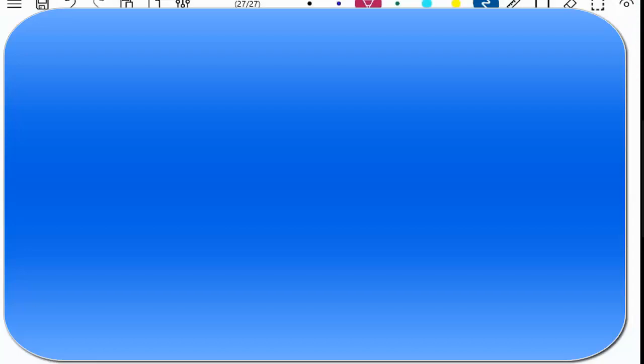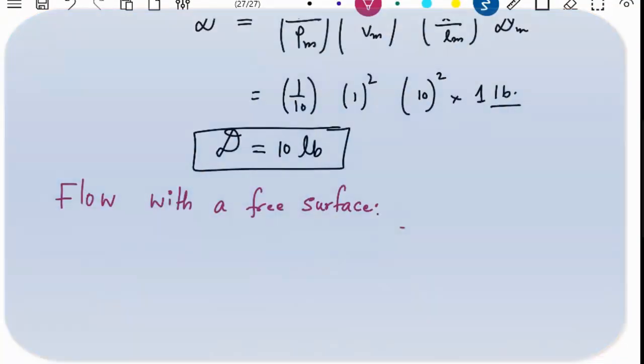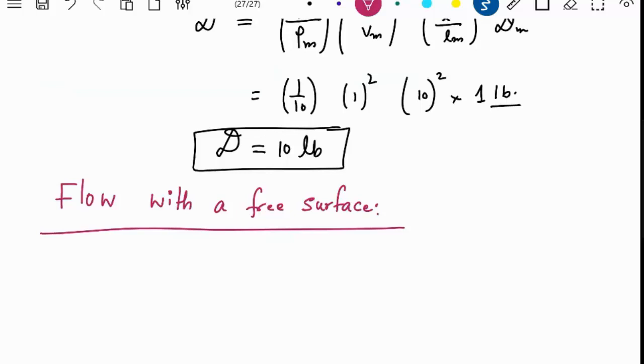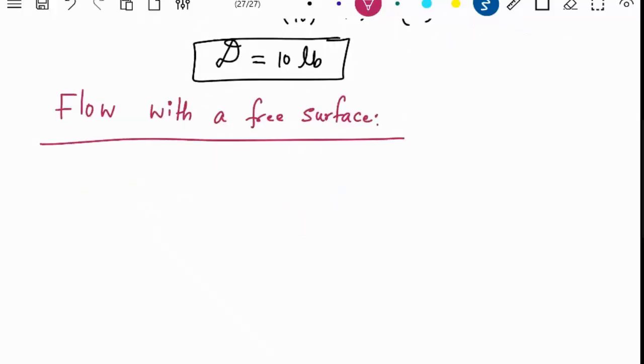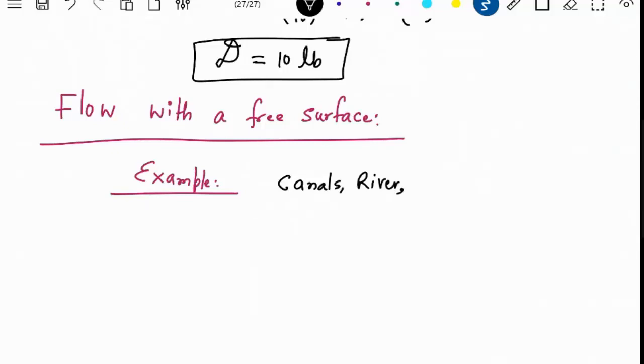Flow with a free surface. So this is the third situation in which your liquid surface is free. What are some examples of this situation? Can anybody give me an example? Lake, river. Good. So in this case, you can have flow in canals, in rivers, in a spillway.